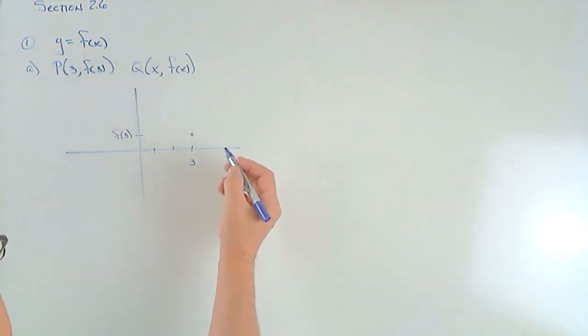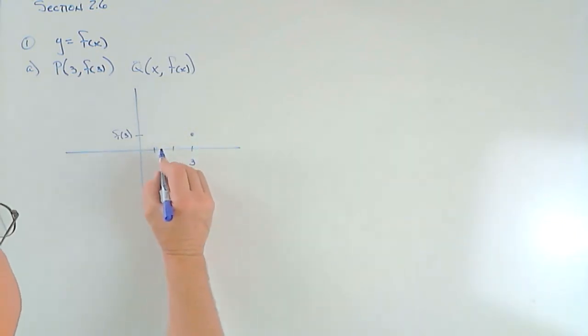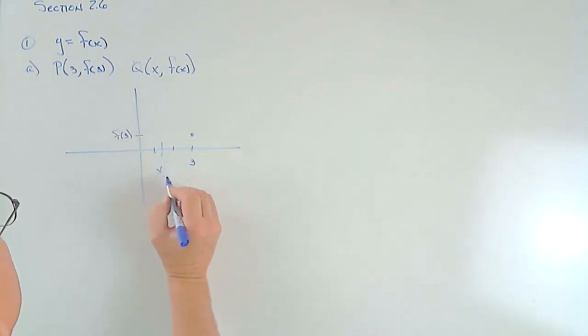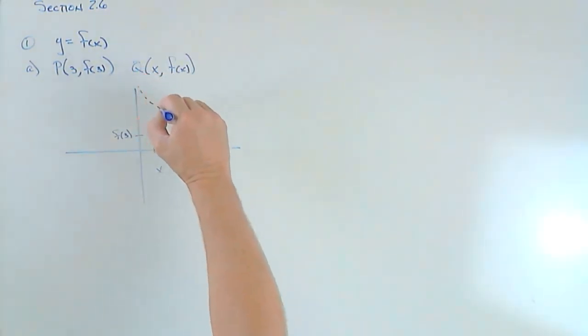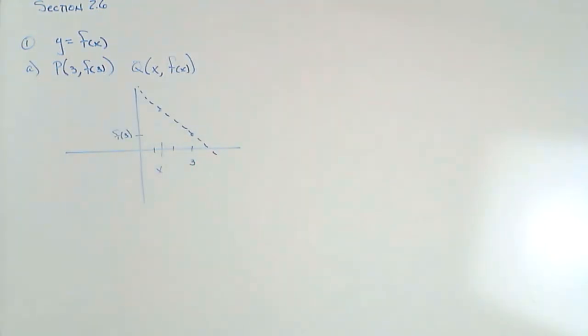And then we have x, right? Just some arbitrary point. We'll call this x, and then there's an f of x here. And they want us to find the slope of this secant line. So we know that the slope of the secant line is going to be given by f of x minus f of 3. That's our y value minus our y value, divided by x minus 3. And that's all we can do for problem number 1, part A. We don't have any other information.